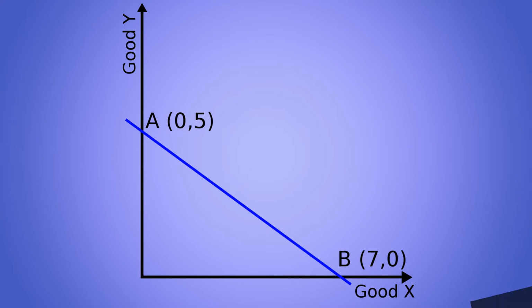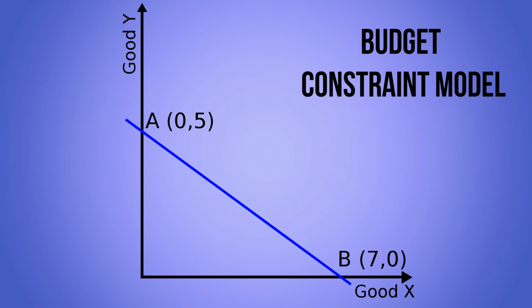Even though the budget constraint model helps to show what opportunity cost is and all the potential trade-offs, most of us don't make choices dualistically, meaning one extreme or the other.